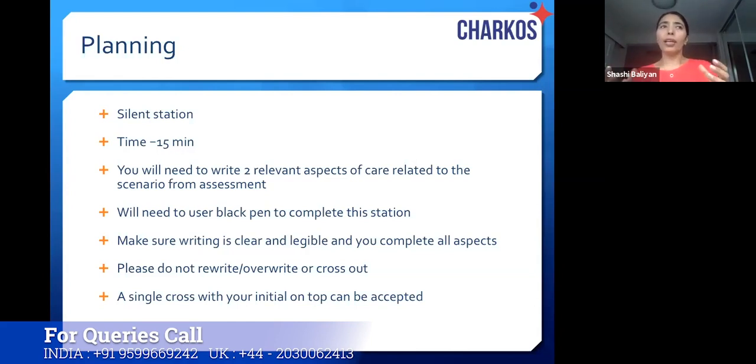Now you will get a set page, and I'll show you that as well, of how the set page of the care planning is going to come. So you will get a limited space to write it. So you cannot go on and on about writing it. Usually we say that you will need to write about 4 or 5 sentences of each care plan, maybe 6, depending upon your handwriting and all that.